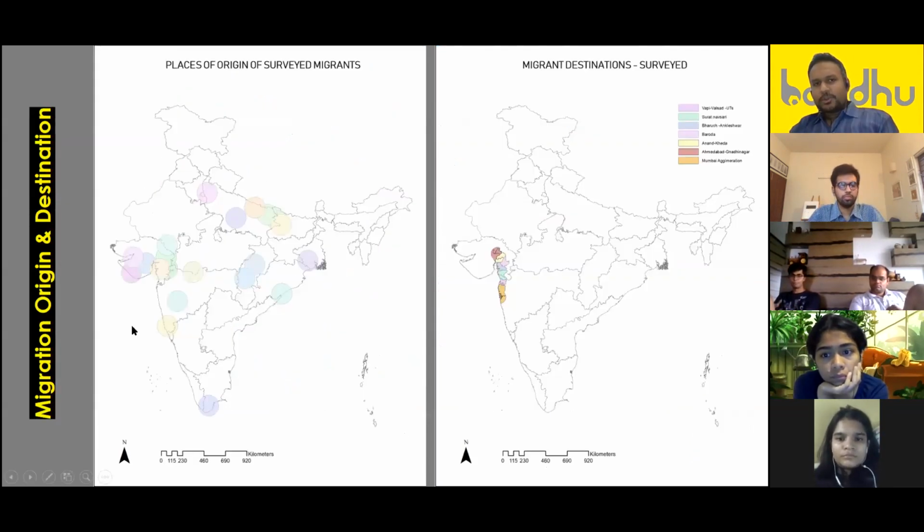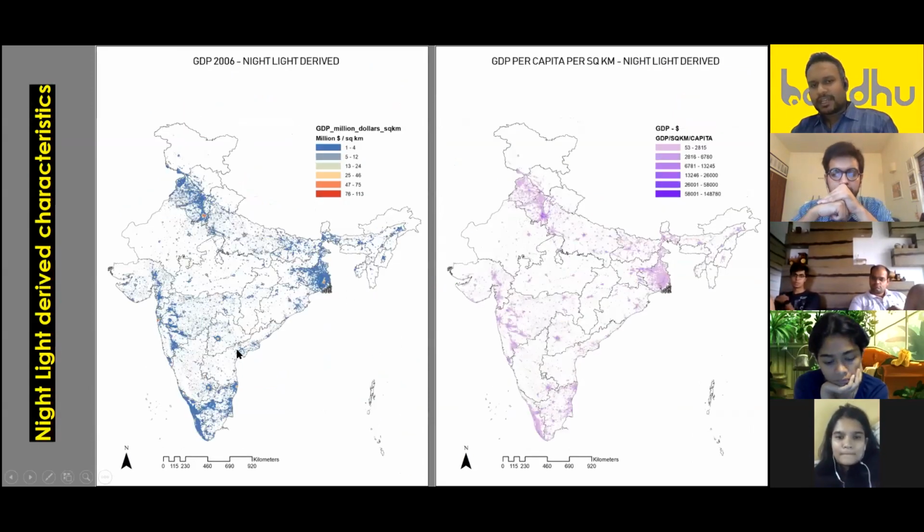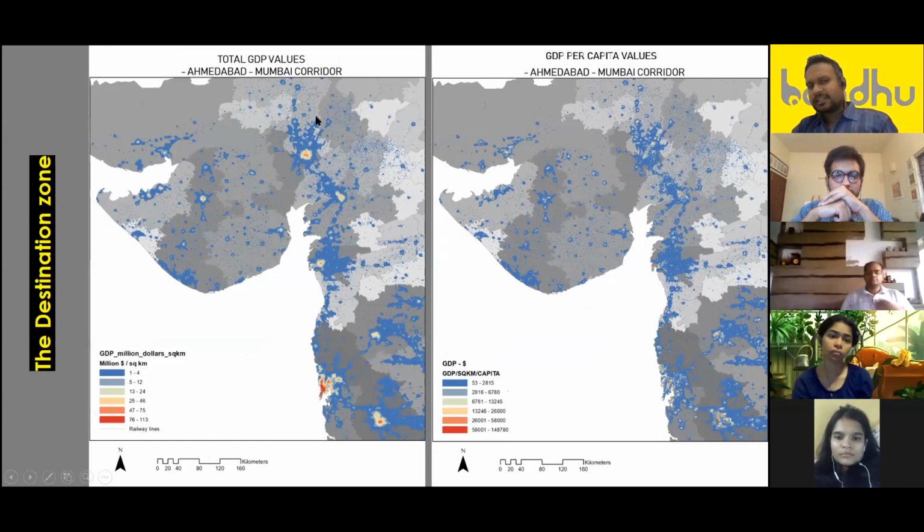On the left are all the origin buffer regions. Here are all the destination buffer regions in the Ahmedabad-Mumbai corridor. I took all the rail networks that they used. Diving further, you try to understand GDP in $1 million per square kilometer, and you zoom into the Ahmedabad-Mumbai corridor. You clearly see how red, deep, and dark Mumbai is compared to other cities. And then you see Ahmedabad really spreading out, like Gandhinagar, Himmatnagar, and the peripheries.